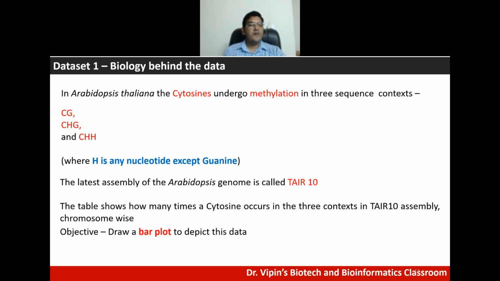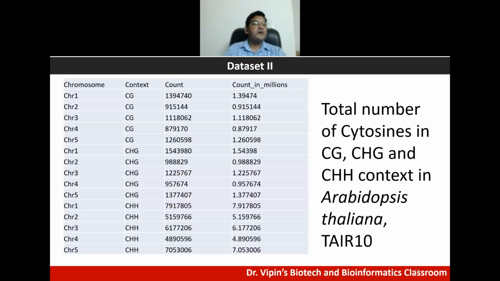So the data that we have is coming from the latest assembly of Arabidopsis, that is TAIR10. The table shows how many times a cytosine occurs in the 3 contexts in the TAIR10 assembly, right? So what we have is the data here, and the objective is to draw a bar plot to depict this data. So here is our data.